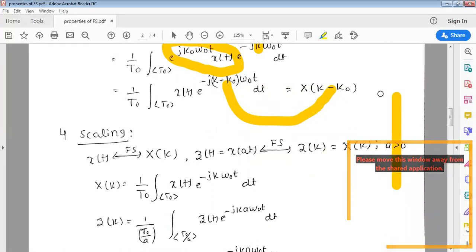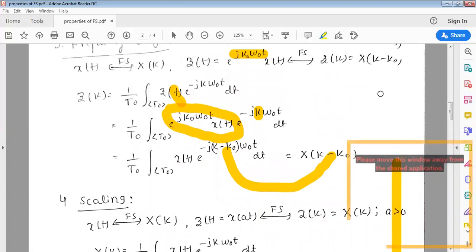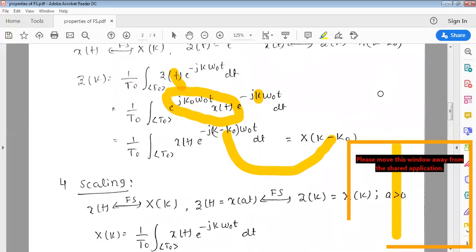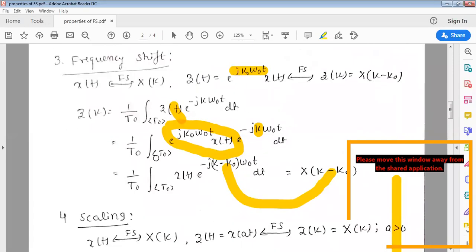Are you able to follow? Any doubt here? Any doubt in this expression? Are you able to follow? Any doubt? Sir, repeat this, sir. See here.